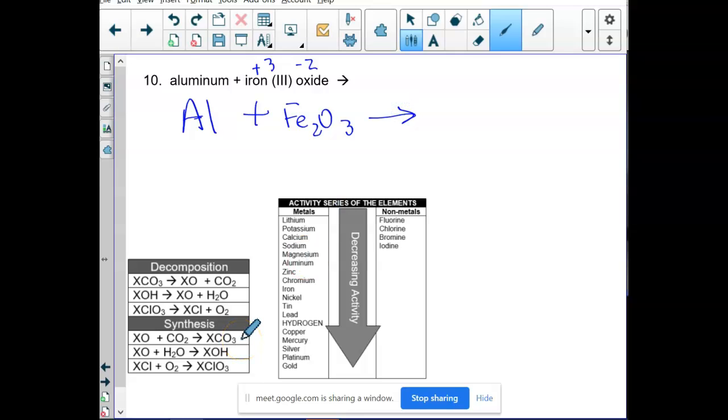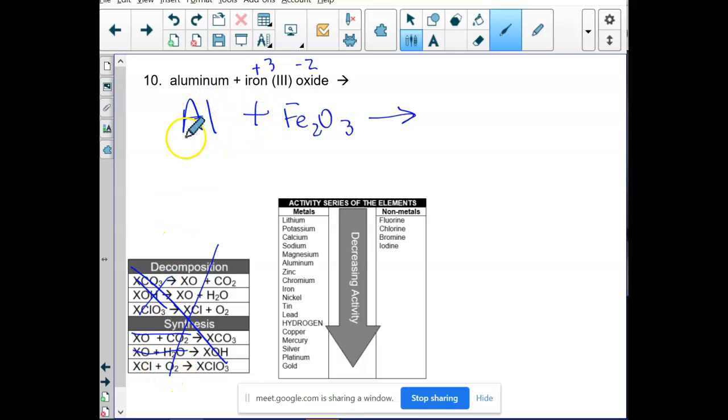I just crisscrossed and reduced that. It can't be a decomp because I have 2 things before my arrow. It could be one of these 2, right? Because remember, it doesn't matter what order I add things. I do have an XO here. FeO is an XO, but I don't have a CO2 and I don't have a water, so it ends up not being a synthesis. So nothing for that chart.